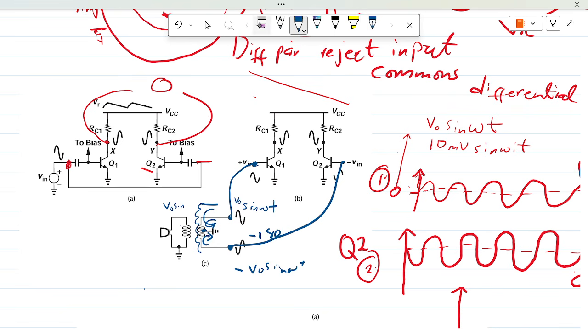Okay, another thing that we should pay attention to is how error or noise will be rejected in this case. Assuming there's any form of noise here, then this noise is going to be common to the differential input, and the output is going to reject all commons, so the noise would be rejected. So that is one way we can look at it.